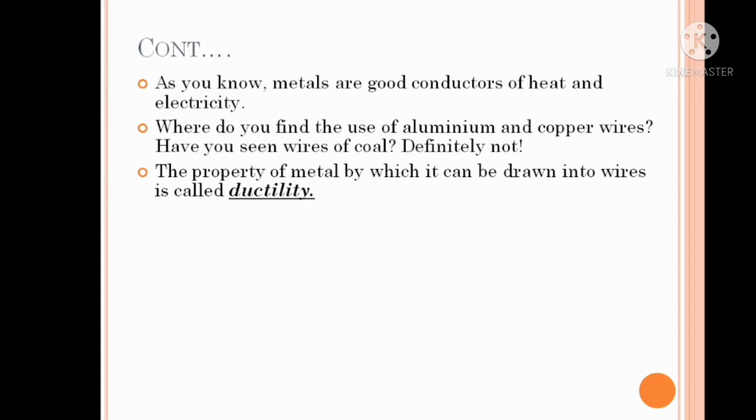A metal with very good ductility is gold. Gold is also one kind of metal, but it is a precious metal and it is also a good conductor of electricity. But because gold and silver are precious, we are not using them to make wire. Okay, so this is just for your knowledge. Gold is also a good conductor and has very high ductility among metals.